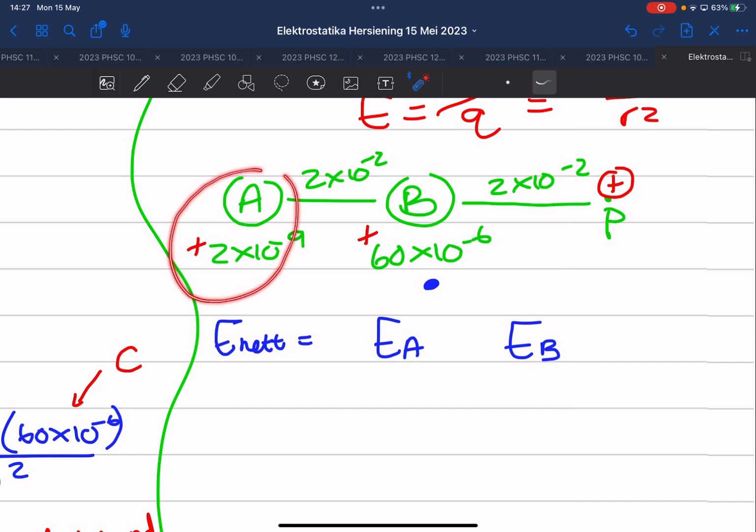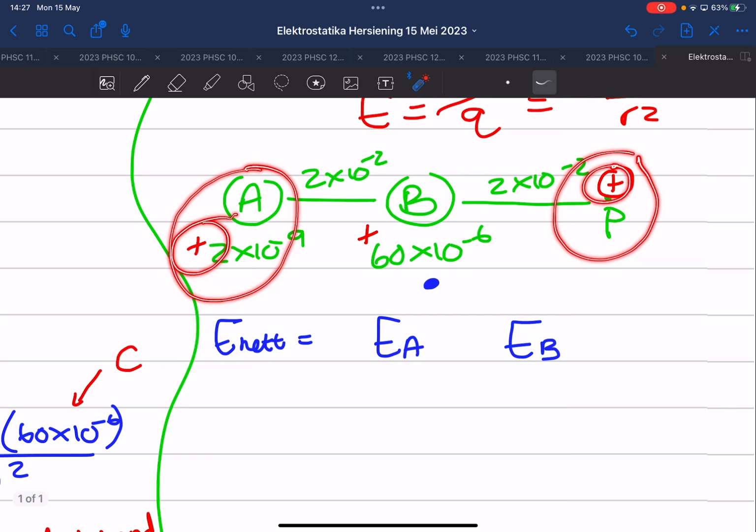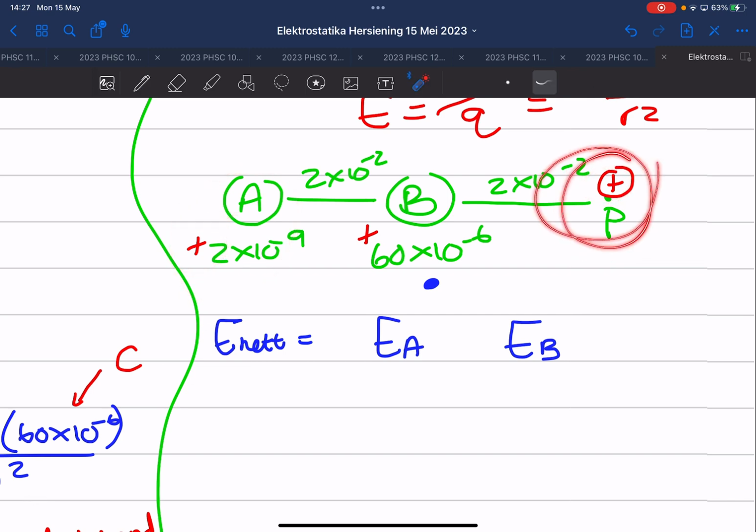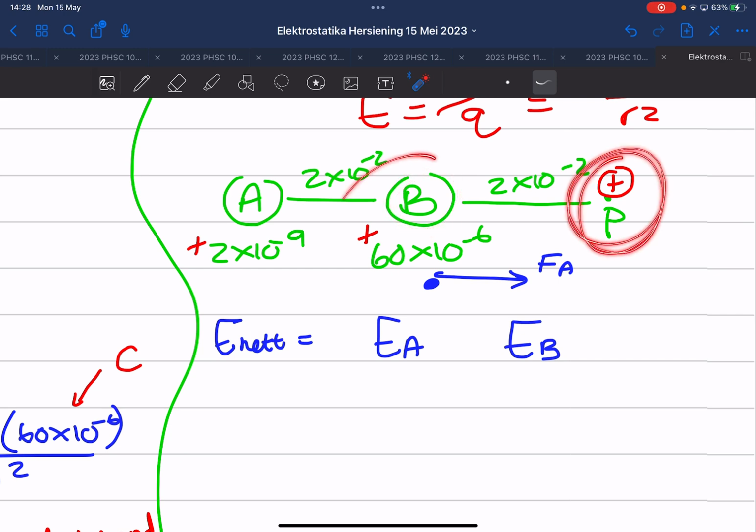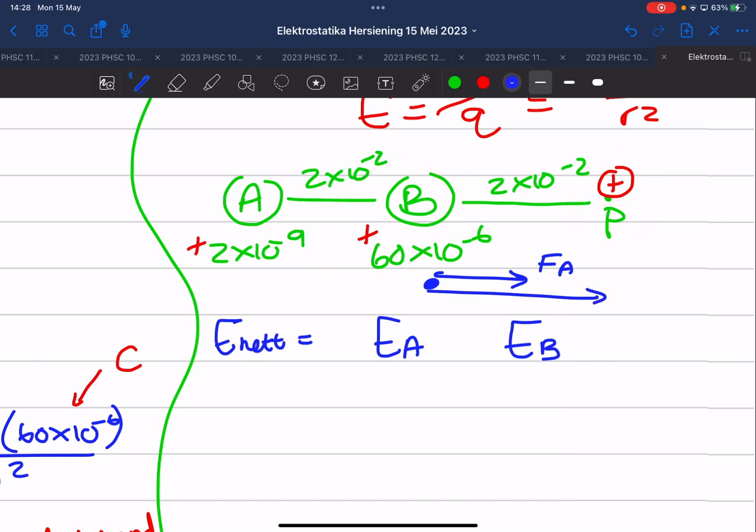We said, what effect will A have on P? Wat doen positief en positief met mekaar? Stoot mekaar af. So waartoe gaan P gaan as gevolg van A? Regs. So P will go to the right due to A. En waartoe gaan P gaan as gevolg van B? Positive and positive repel. So again P will be pushed to the right. So albei gaan regs. Daarom gaan ek regs kies as positief, meaning I will add these two together.